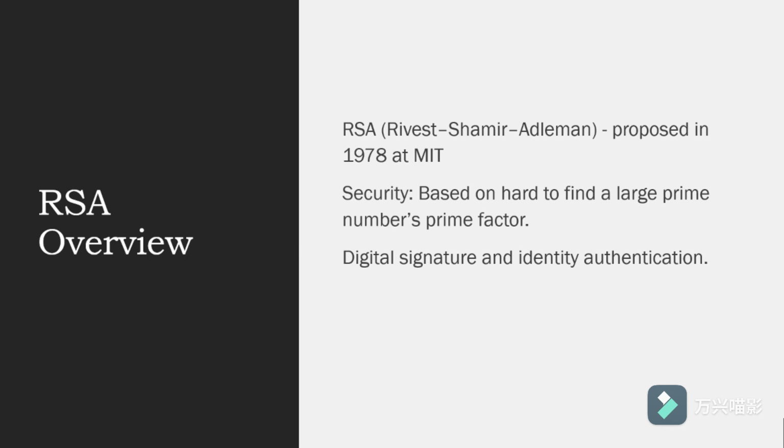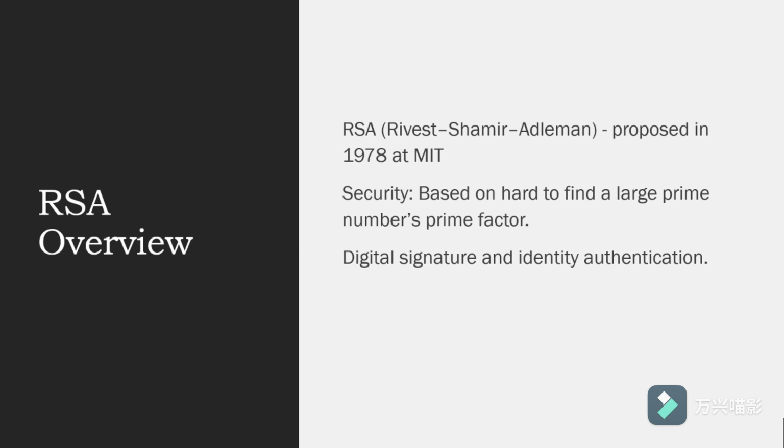And here you may be curious about the name of RSA. It doesn't have some special meaning. It's just the surname of its inventors, Ron Rivest, Adi Shamir, and Leonard Adleman. They publicly described the algorithm in 1977 and proposed it in 1978 at MIT. And RSA is the first theoretically most successful public key crypto system.